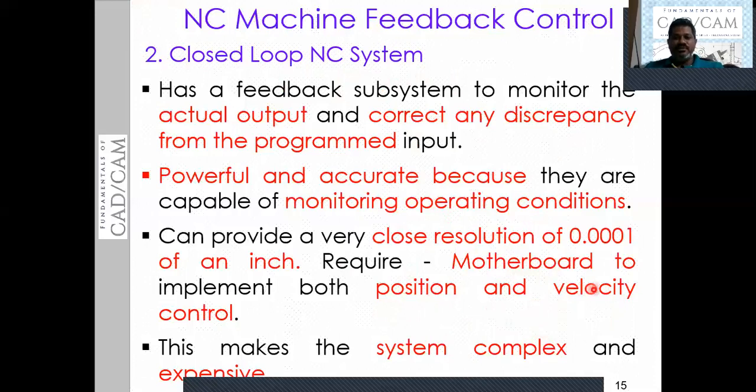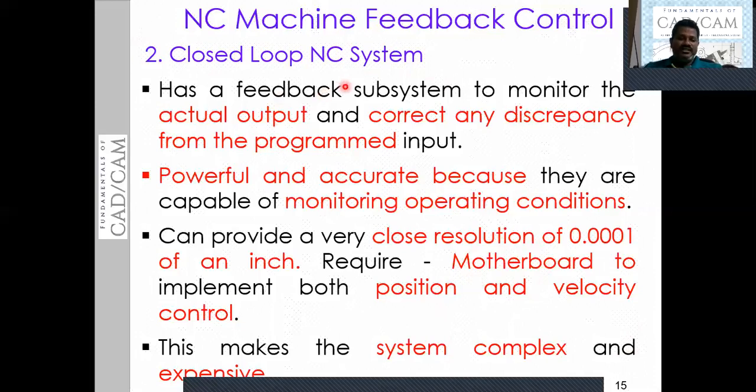Example, the velocity of the spindle. That means once you use this closed loop NC system, the velocity of the spindle can be adjusted with respect to the programmable input. This makes the simple system complex, so that it will be more expensive.